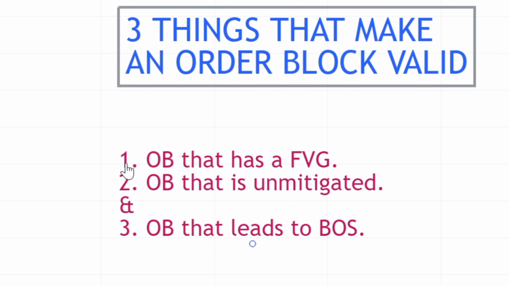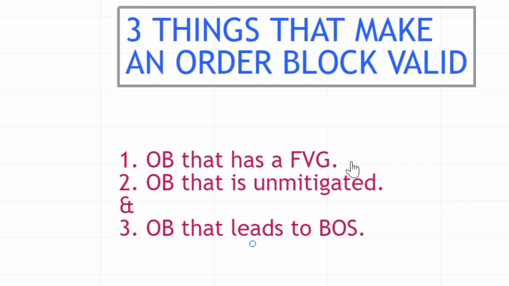One is an order block that has an FVG. Two is an order block that is unmitigated. And three, an order block that leads to a BOS. BOS is a short form of break of structure. For the FVG, it is a short form of fair value gap.